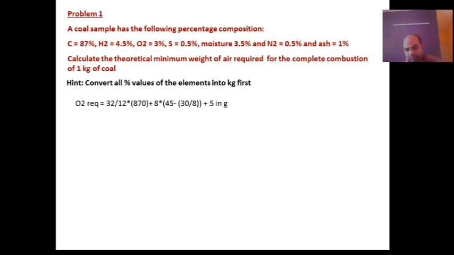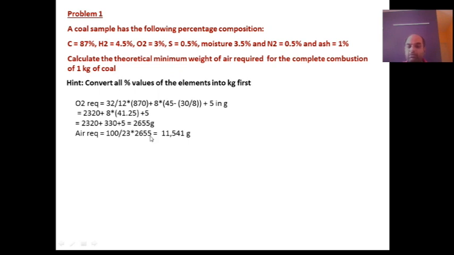Here you substitute the corresponding values. So 32 by 12 into the carbon amount, which is 870 grams, plus 8 into 45 grams of hydrogen minus 30 grams of oxygen by 8, plus 5 grams of sulfur. If you solve this, which is very straightforward, you will get 2655 grams of molecular oxygen. So the air required will be very simple, 100 divided by 23.